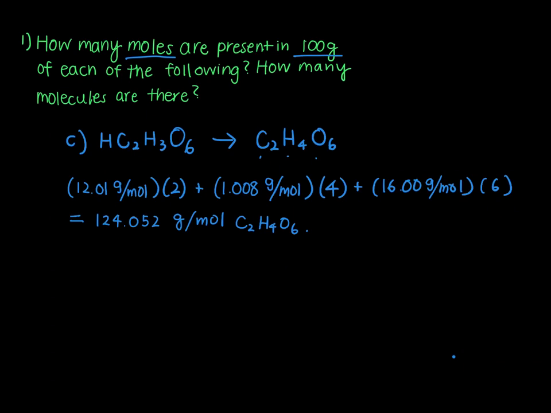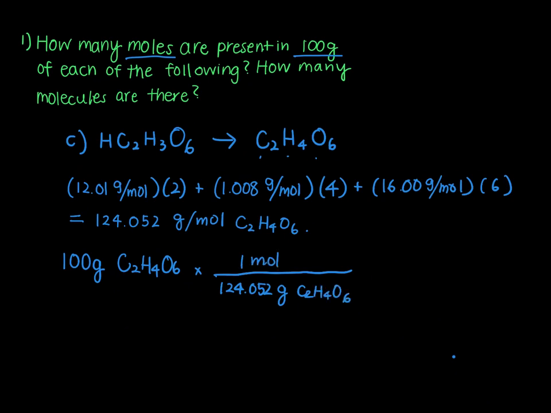Okay, so now we want to convert this grams to moles, so we do 100 grams of C2H4O6 times, and then we flip the molar mass that we just got, so 124.052 grams of C2H4O6 on the bottom, and then we have moles on top. Grams can cancel, and we're left with moles, which will give you 0.806 moles.